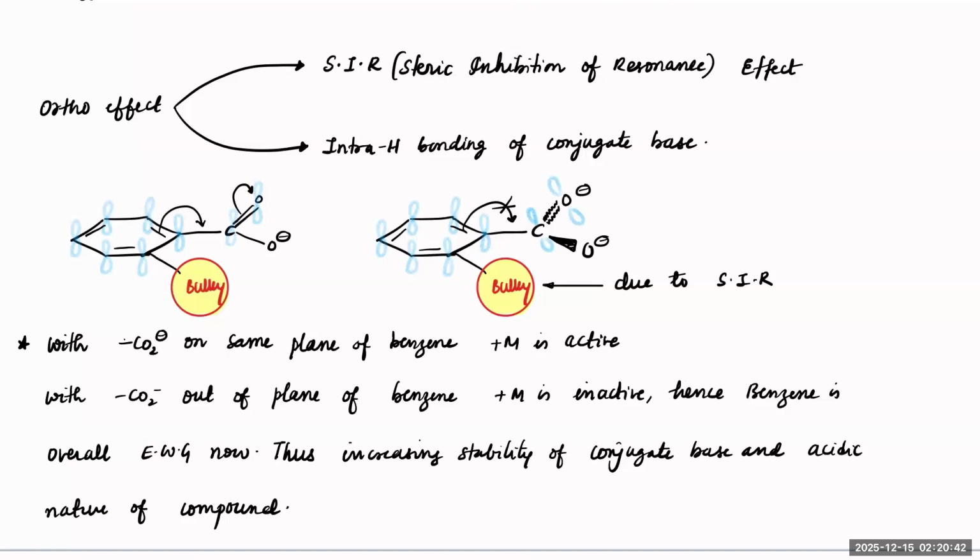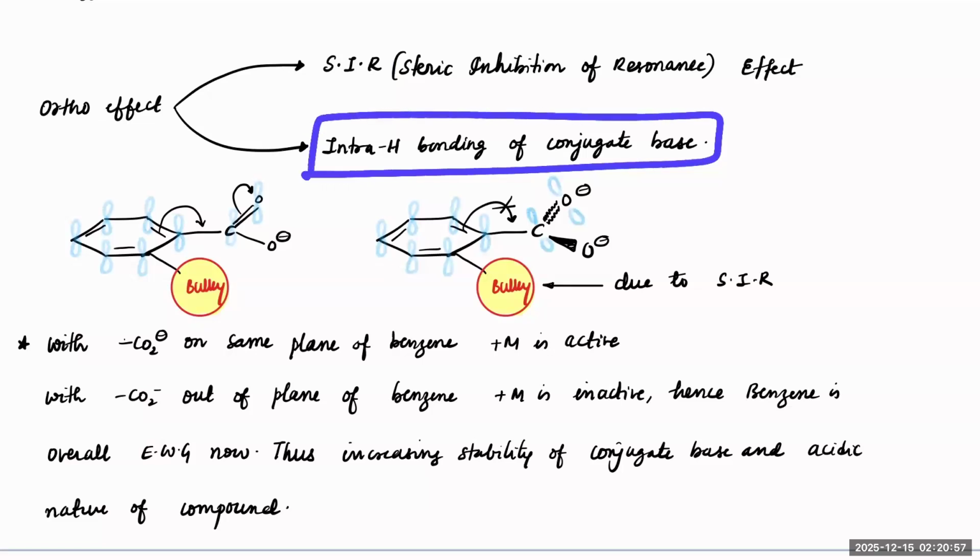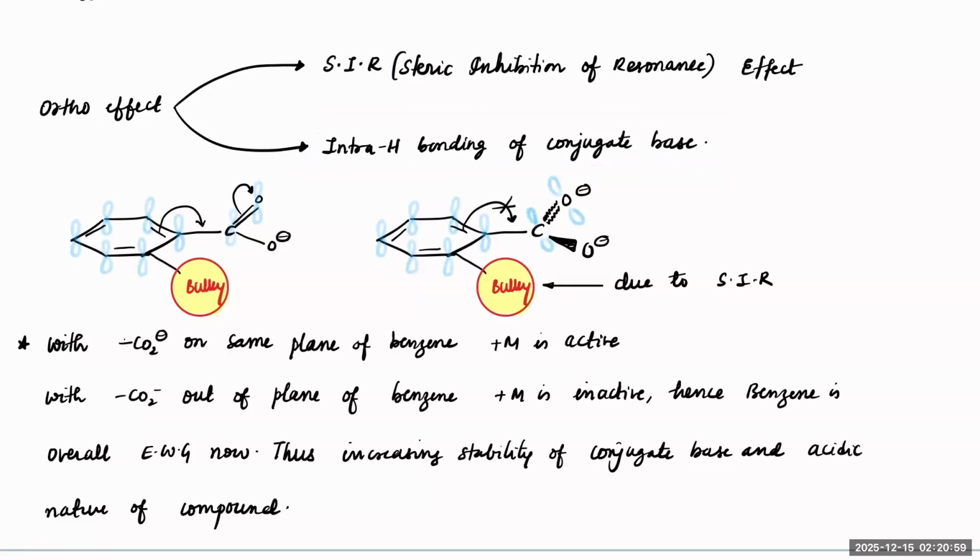How does that ortho effect work, everybody? It works in two ways. One is the SIR effect, that is called steric inhibition of resonance. The second is via intra-hydrogen bonding of the conjugate base. These two will offer increasing acidic strength. Now, how does this happen? Let's see.